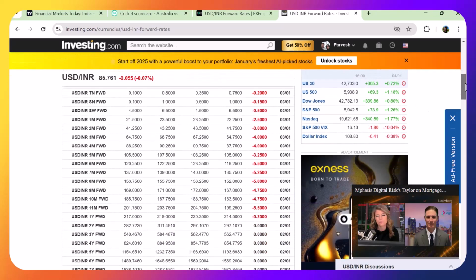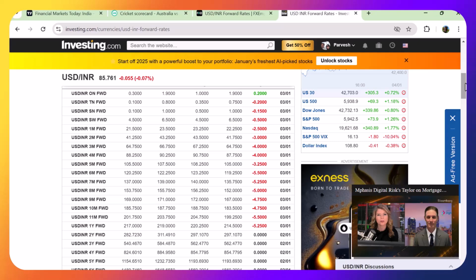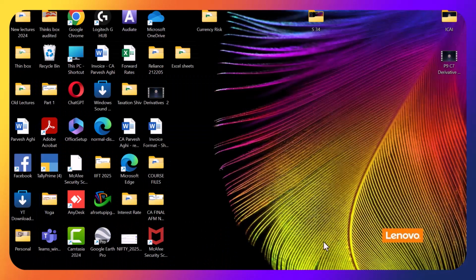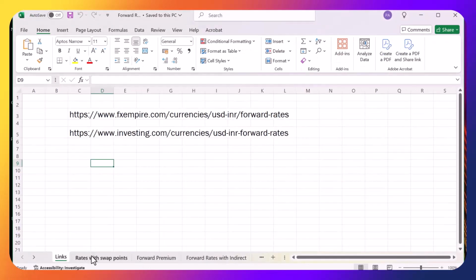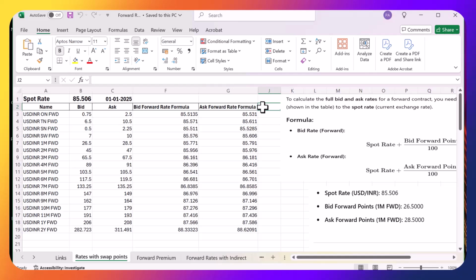Then we come to 1 month forward. So similarly you have TN, SN and SW, which I am going to explain. This is week, next week. Okay, fine. Then we have 1 month, 2 month, 3 month, 5 month, like this you have rates. Okay, so what you have to do is copy and paste both these charts into a file.